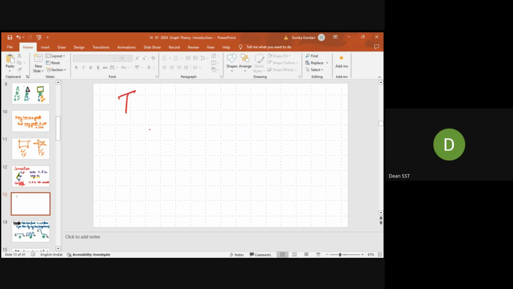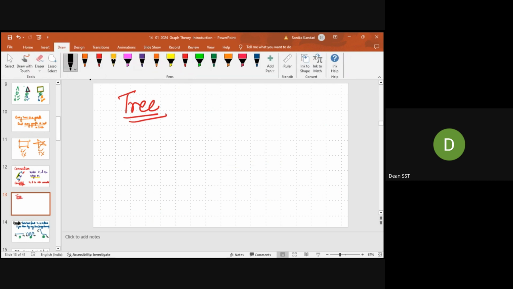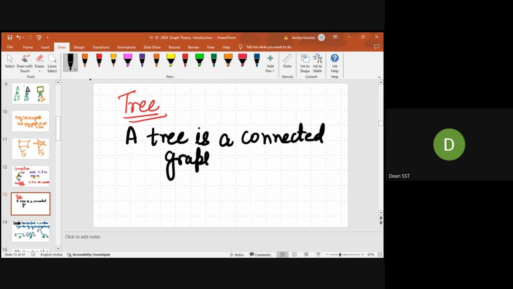So we can define a tree. How can we define a tree? A tree is a connected graph with no cycles. See, this is a tree. Yes, it is a connected graph, and it has no cycle. Fine.